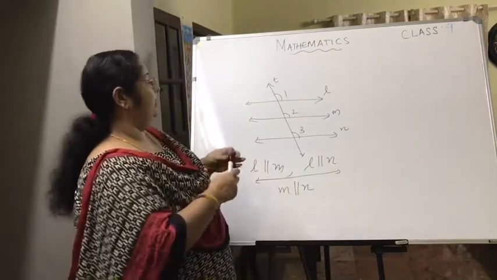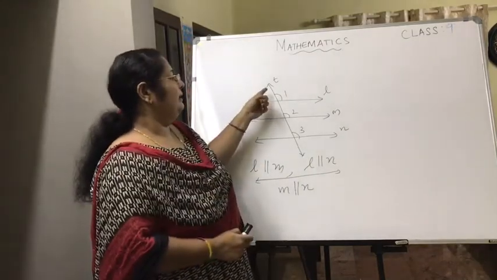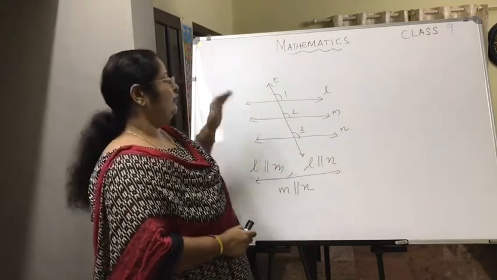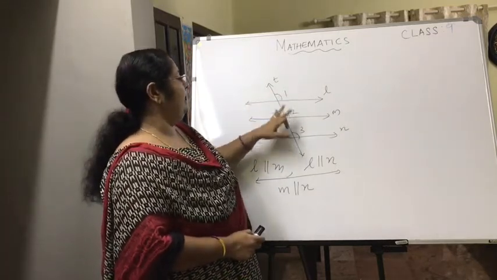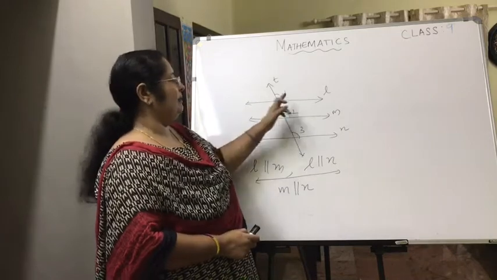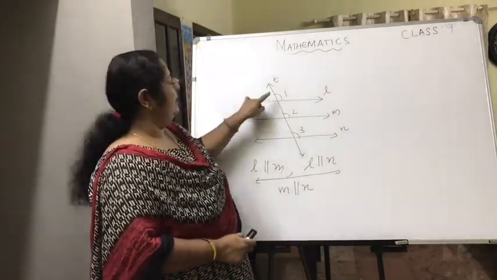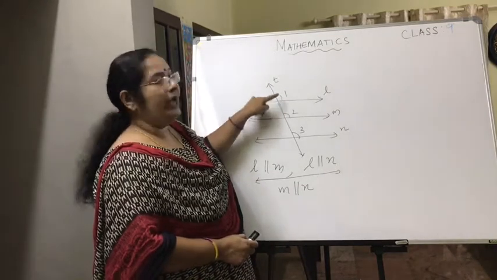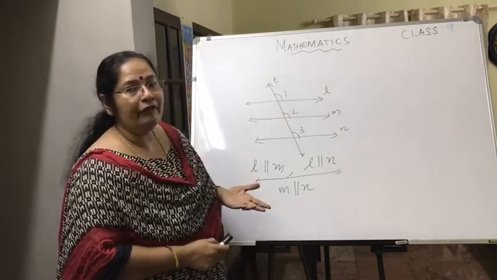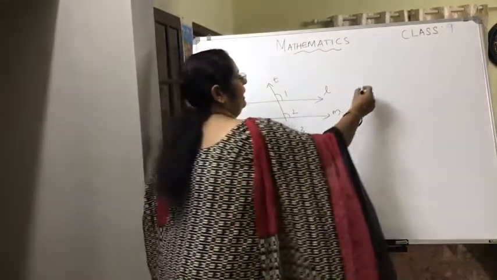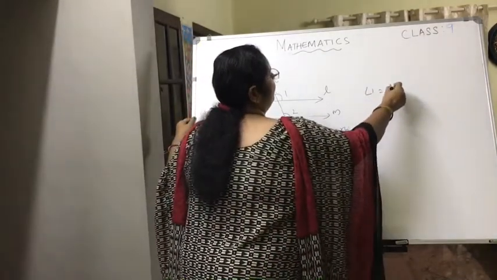Now let us take the lines L, M and N cut by the transversal T. First you take the lines L and M cut by the transversal T, because it is given L is parallel to M. What about these angle 1 and angle 2? They form a pair of corresponding angles, so they should be equal. So angle 1 is equal to angle 2.